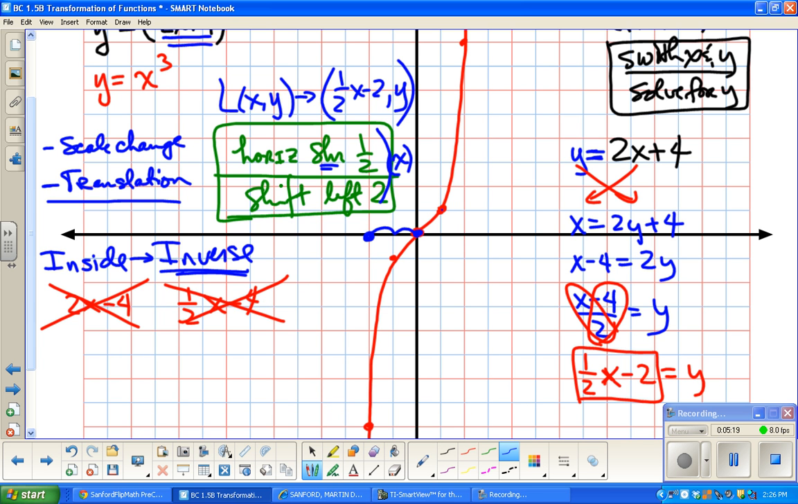Half of 1 is a half. Shift left 2. Half of -1 is -1/2. Shift left 2. Okay, so here it comes. It's a little narrower because it actually is shrunk horizontally. Okay, a little hard to see, so let me highlight it.